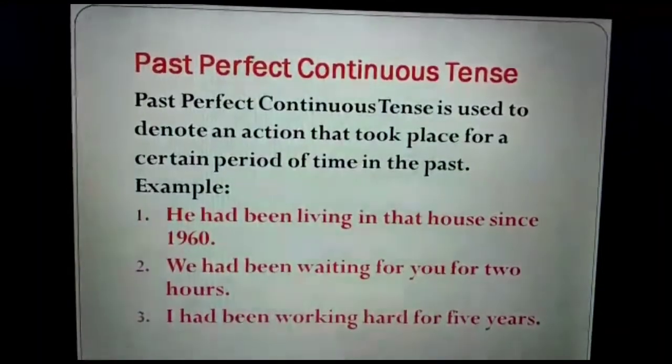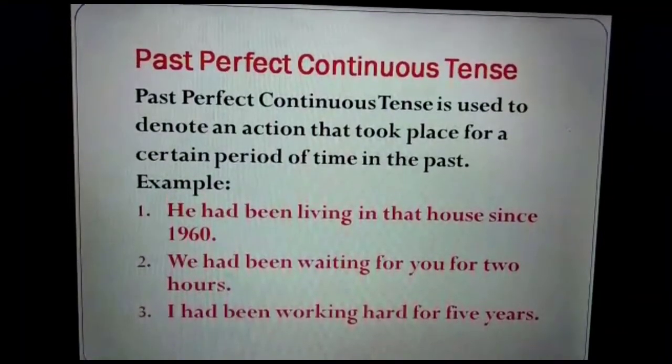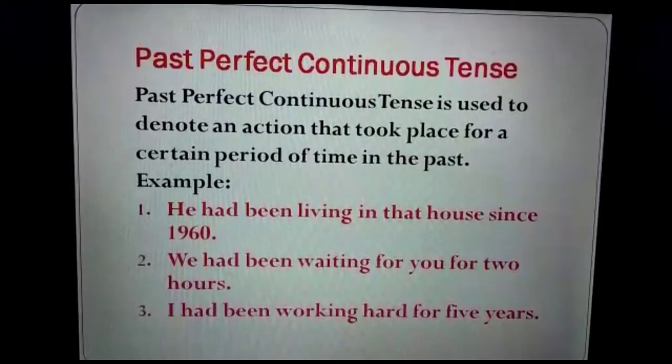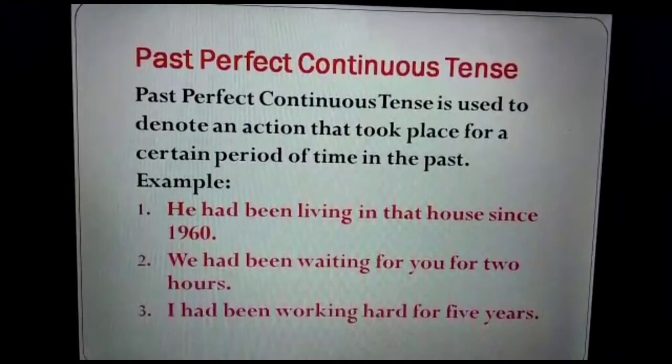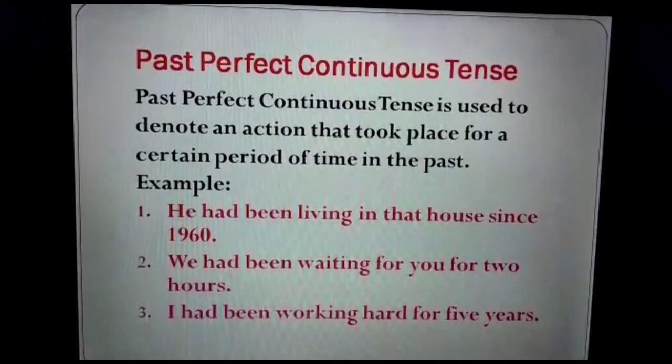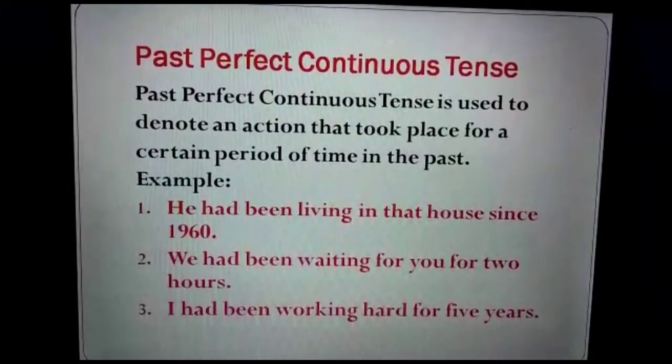Now, let us know the use of this tense or subdivision. Past perfect continuous tense is used to denote an action that took place for a certain period of time in the past. So, this denotes an action which happened in the past and which was happening for a certain period of time. In this case, we use past perfect continuous tense.